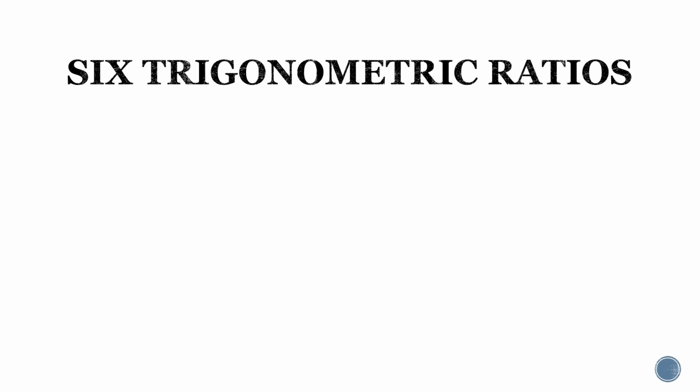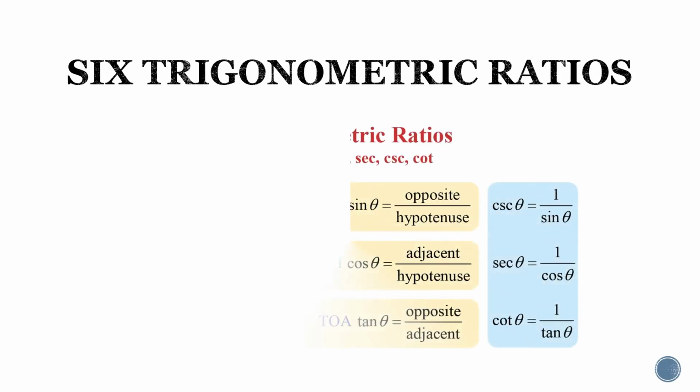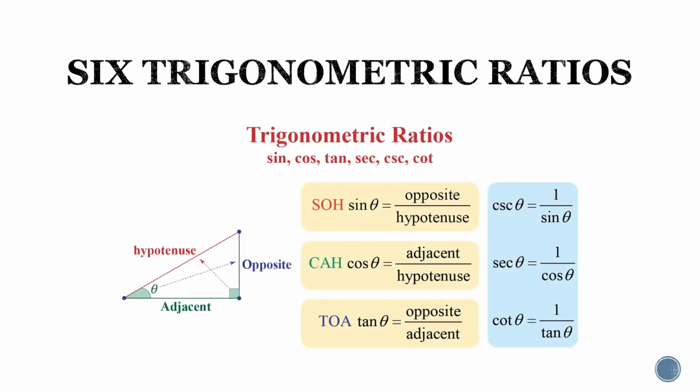Derive the 6 trigonometric ratios. So to clearly visualize the 6 trigonometric functions, let us consider the right triangle given below. Assume that this is a right triangle. This will be the angle, the central angle here.